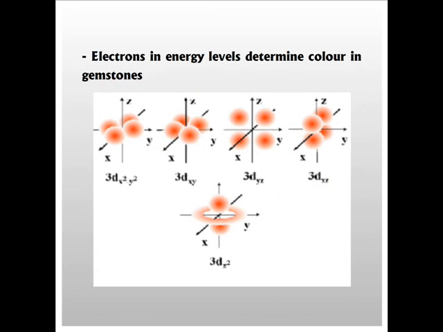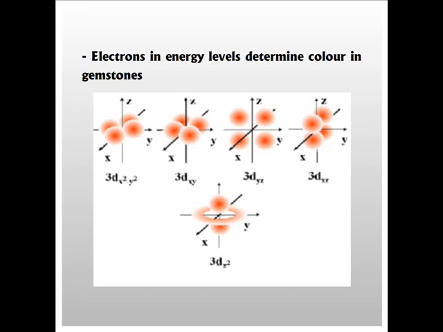How electrons and energy levels determine color in gemstones. The most common cause of color in gemstones is the presence of a very small amount of transition metal ion. These transition metal ions normally have an incomplete set of 3d electrons. Changes in the energy of these electrons correspond to the energy of visible light.